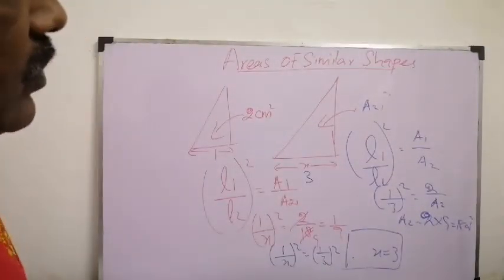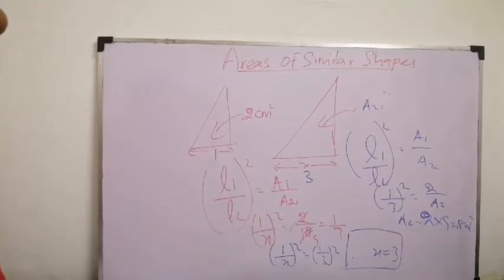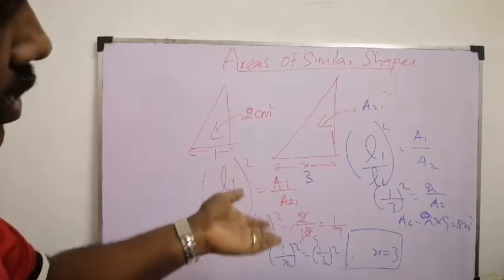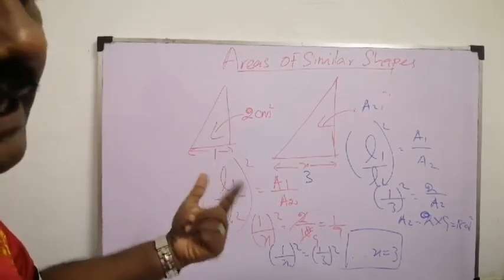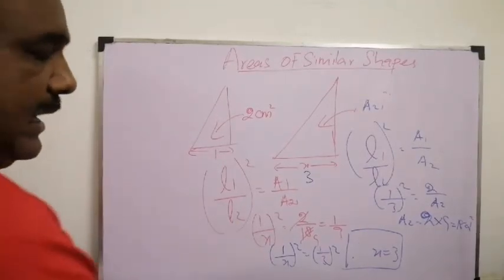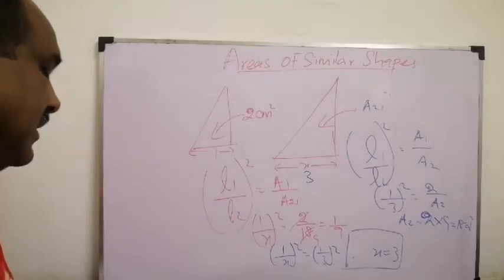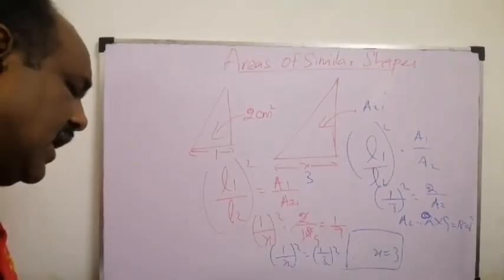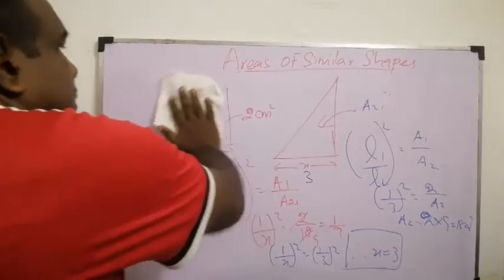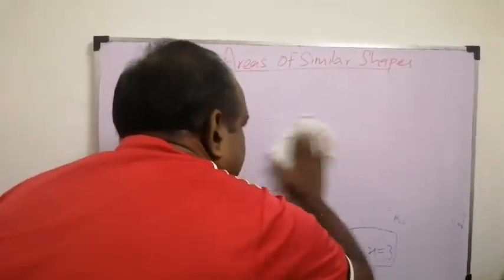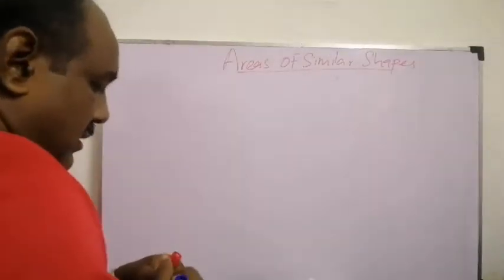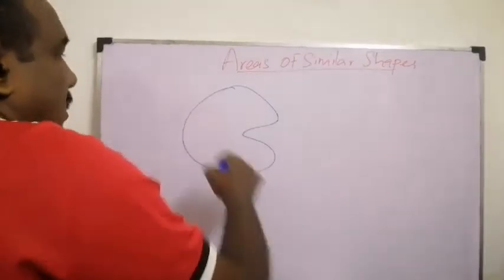So either they will give you the lengths and ask you the area, or they will give you both lengths and one area and ask for the other area, or they will give you both areas and one length and ask for the other length. So there are only two ways they can ask. If they say the word similar, whether triangles or any shape, not only regular shapes, sometimes you may get confused when they give something like this.